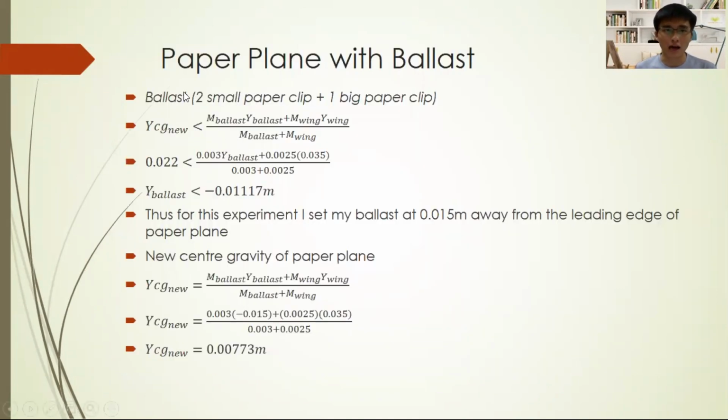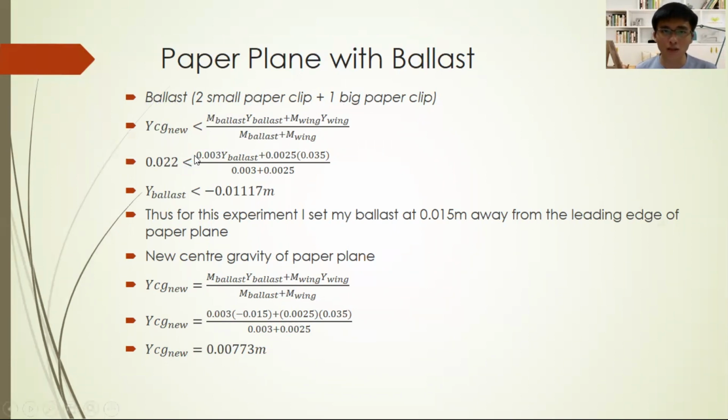After that, I added the weight of ballast, which is 2 small paper clips and 1 big paper clip, on the paper plane. After that, I need to find where I should set up my weight. So I use this formula. I need to check where I should set up my weight so that my paper plane has a smooth gliding.